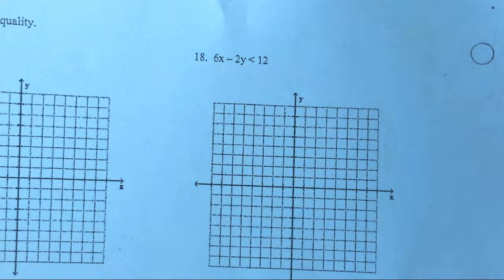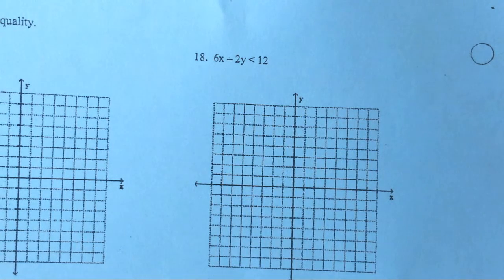On 18, I expect to see some work of how you rearrange the equation. Why is that? Because it's in standard form and we can't graph in standard form. If you had rearranged the equation, which some people didn't show, I get you, some people do math in their head. But if you didn't put it in y equals mx plus b, you wouldn't have graphed it correctly, and you also would have made another mistake. What's the other mistake?